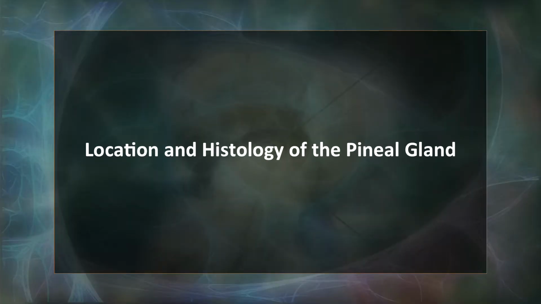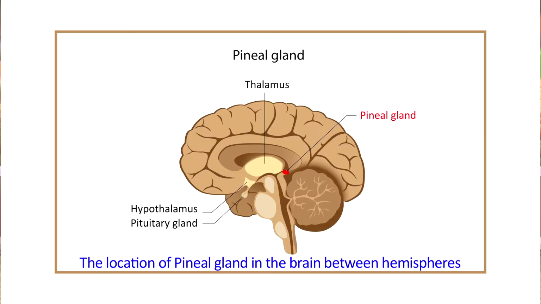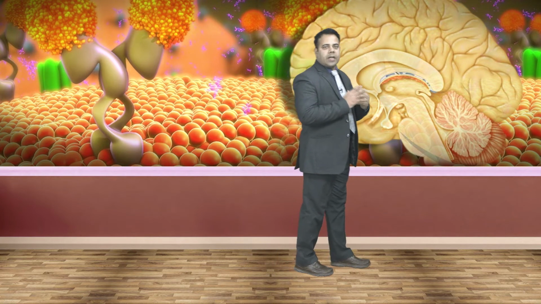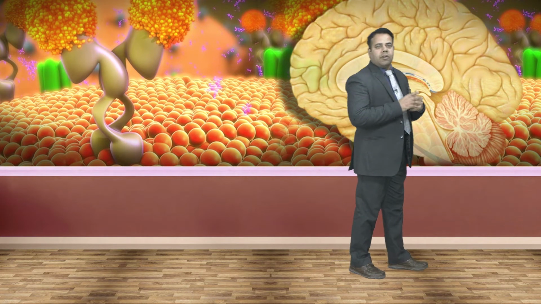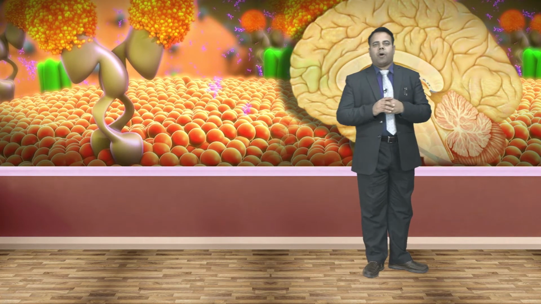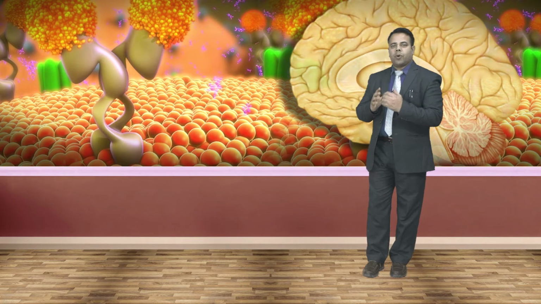Location and histology of the pineal gland. The pineal gland lies in the middle of the brain, in between the two hemispheres, as represented in the figure. It mainly contains pinealocytes, which are the cells that produce the hormone melatonin, and glial cells, which are a particular type of brain cells that support neurons.